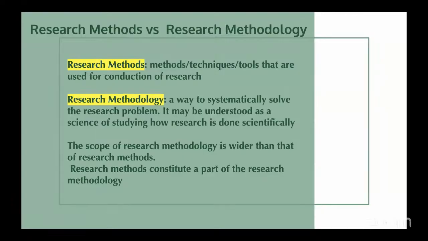Right? So it may be understood as a science of studying how research is done scientifically. Here, what are you using for conducting it? And here, how. Methodology, so it answers how. So the scope of methodology is much wider than research methods. Research methods is a part of research methodology. I hope it's clear. If you have any doubts, please raise them before I go further. Or if you have anything to share, you are also welcome. Can I move further?